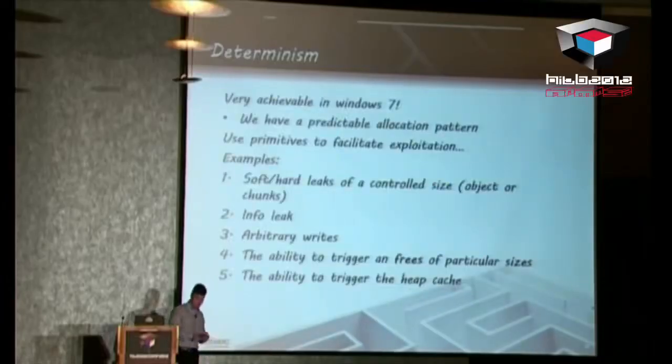And we need a variety of primitives to help us in exploitation. That's just one, but we need a variety. We need possibly an info leak, a soft and hard leak of a controlled size. That's to defrag the heap, like I said just then. Arbitrary writes, possibly, could help us a lot. The ability to trigger a free when we need to set a hole in the heap, maybe just before an object, if we're taking application data in the heap. The ability to trigger the heap cache might be really handy if we're exploiting the allocator via the heap cache.